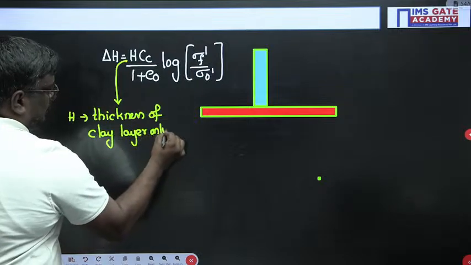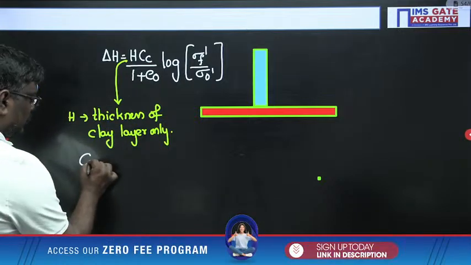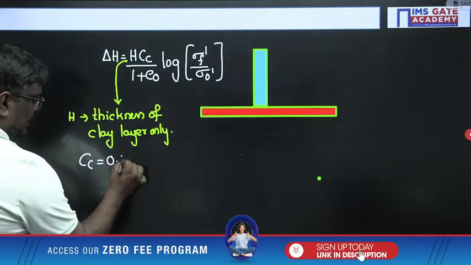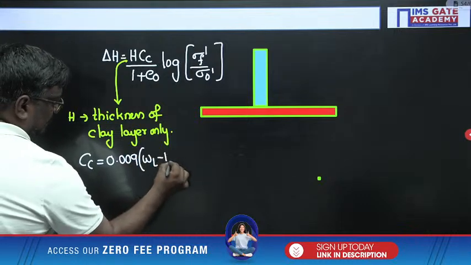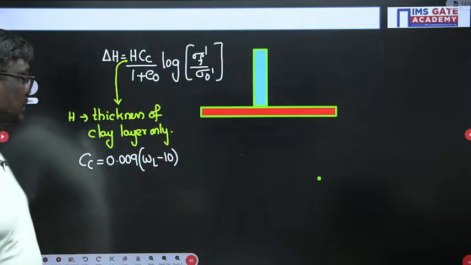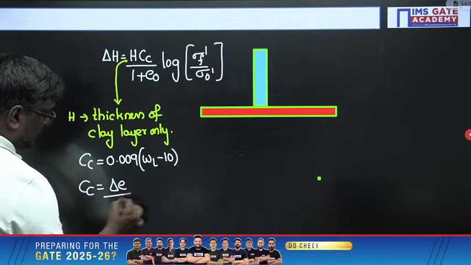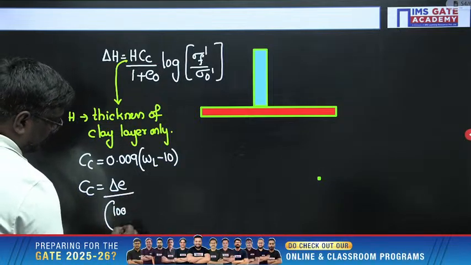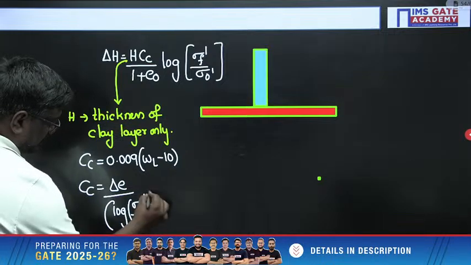Okay. And now, what is Cc, sir? Cc is the coefficient of compression index. This will be taken as 0.009 into (WL minus 10) for undisturbed sample. If it is a function of liquid limit, Cc can also be written as delta e upon log of sigma final upon sigma initial. This is also Cc.